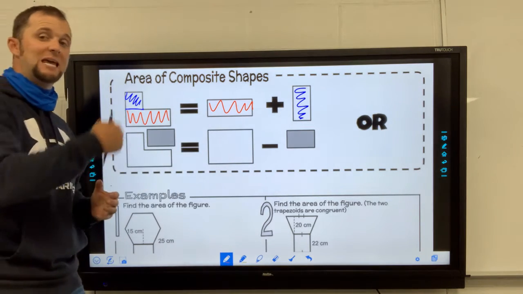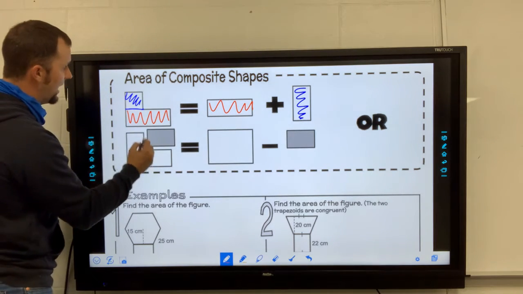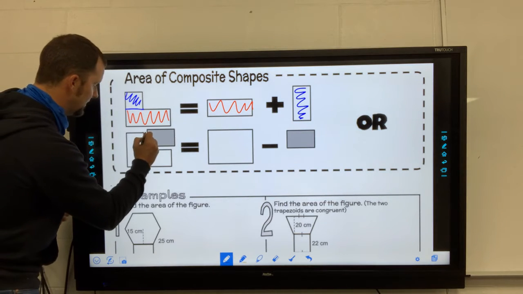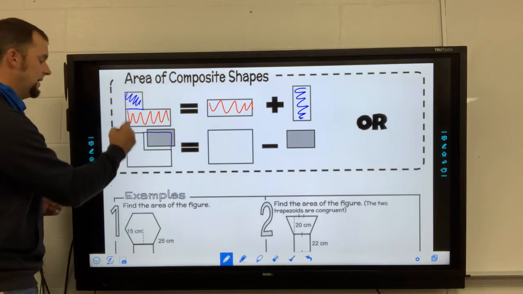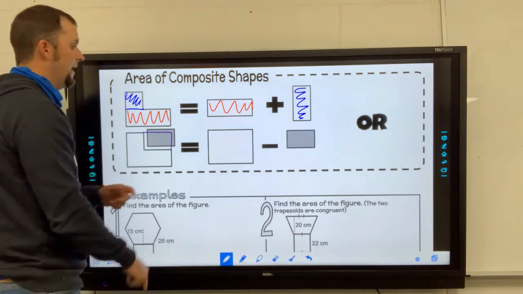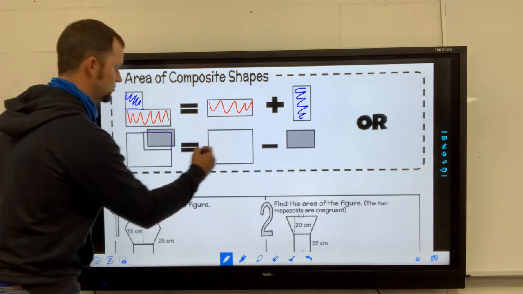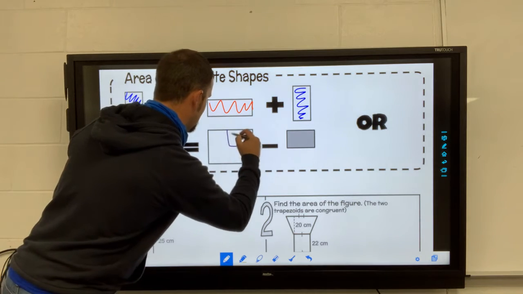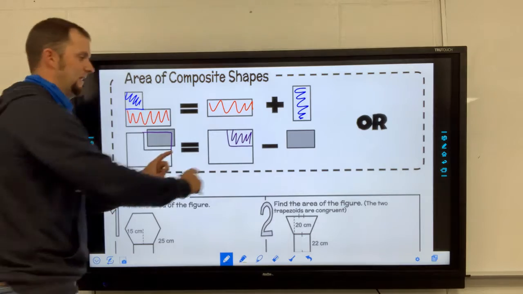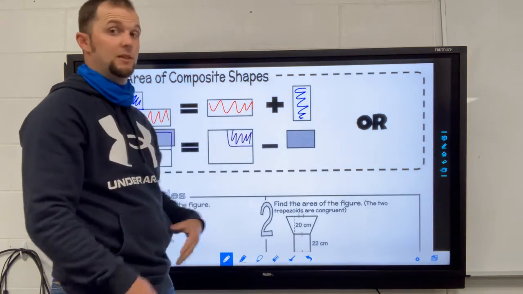Another way to look at it is taking out. I have an L shape here, but I can complete that shape if I wanted to. If I took a different color to complete this puzzle, I'm given a rectangle, so I could find the area of that whole rectangle and then just subtract out the smaller rectangle. If I color this out right here, I'm basically just subtracting that little piece out. So I would find the area of the rectangle, and then subtract that piece out of the puzzle. Okay, so that's another way to look at it.